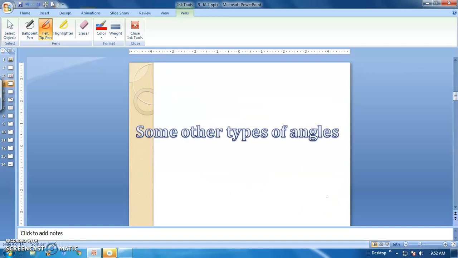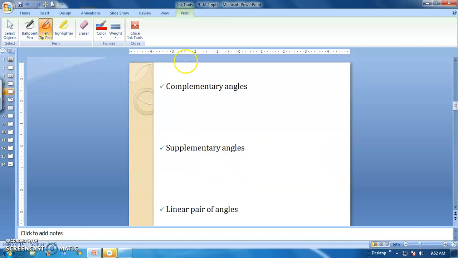Some other specific angles are complementary angles. Complementary angles are two angles whose sum is 90 degrees. For example, 50 and 40 are complementary angles, 30 and 60 are complementary angles. So if the sum of two angles is 90 degrees, they are said to be complementary angles. And supplementary angles: one example is 120 and 60. If the sum of two angles is 180 degrees, the angles are supplementary angles.